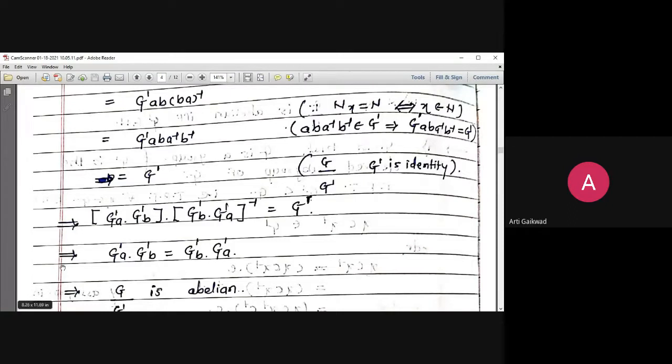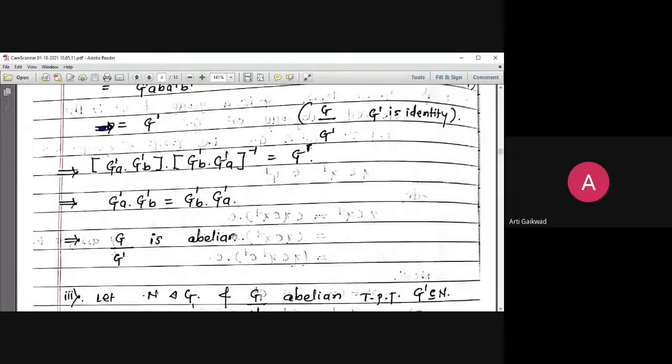Okay, so we can write G' a into G' b is equal to G' b into G' a inverse of inverse. But inverse of inverse is nothing but the element itself, G' b into G' a. Hence G' a into G' b is equal to G' b into G' a. Hence G/G' is the abelian group. कळतंय?